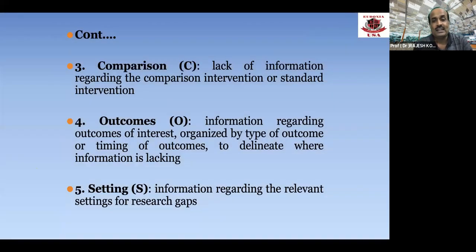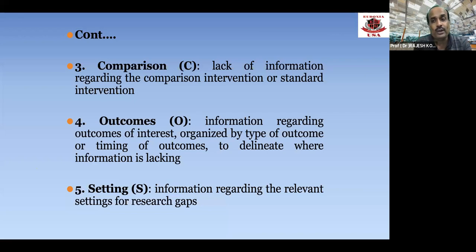Then duration. Next, comparison: lack of information regarding the comparison of an intervention with a standard intervention. Then outcomes: information regarding outcomes of interest, organized by type of outcome or timing of outcomes, to delineate where information is lacking. Next is the setting: whether the research was done in a community or in a lab, or other aspects, information regarding the relevant settings for research gaps.